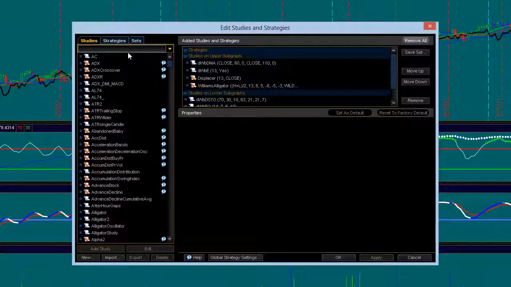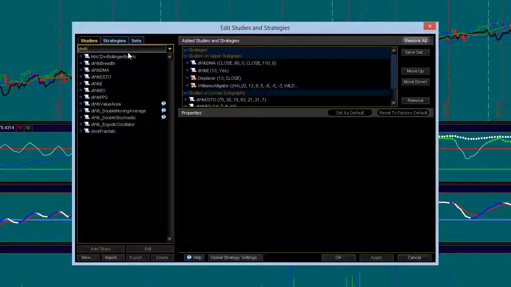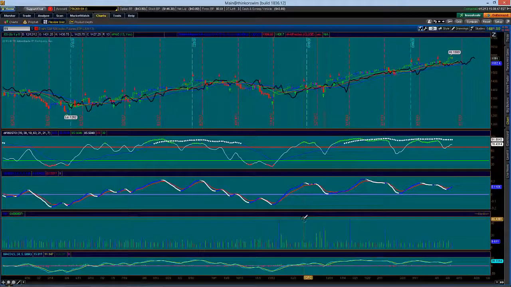So the last one is the fractals. And what fractals do, I will show you right now. Let's make the bifractal red, and the subfractal green. Okay. And what these are going to do now, now we have exactly what Bill Williams had in his study set.